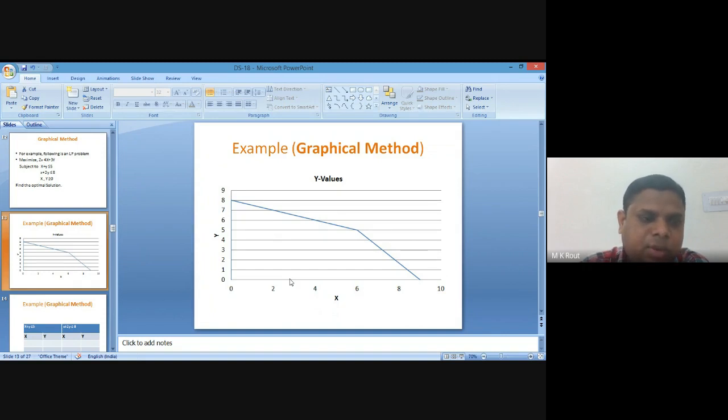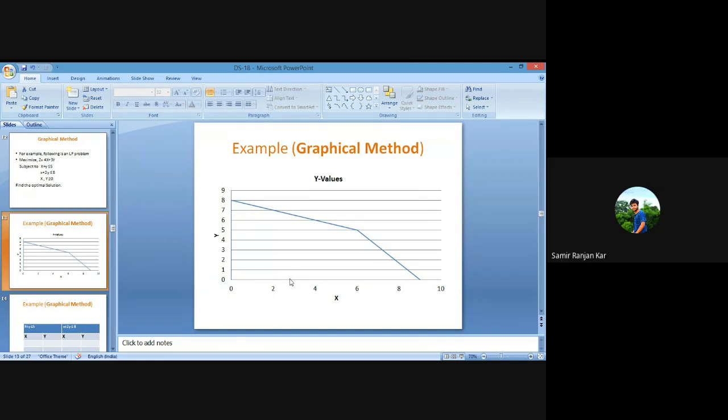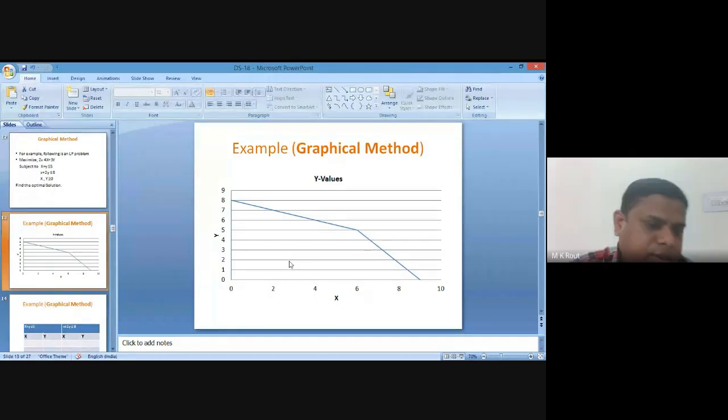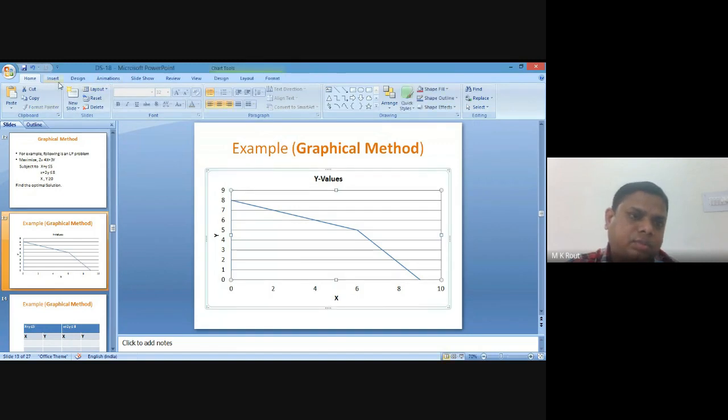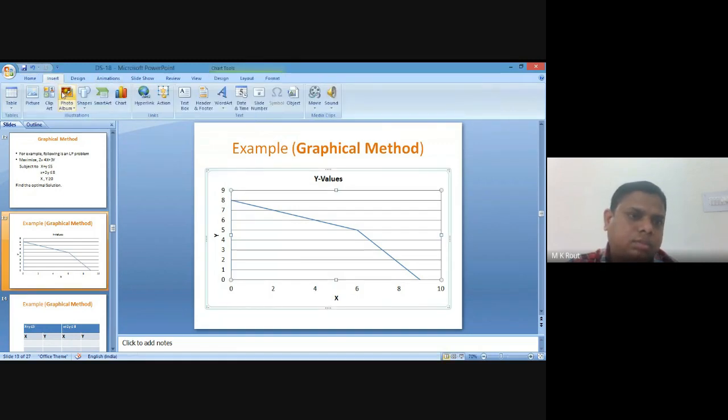Anyone? The first constraint, x plus y. If x is 0, what is the value of y? 5. Less than or equal to 5? No, in that case it cannot be considered less than or equal. Suppose the equation is x plus y equals 5. If x is 0, then y is equal to 5. Yes, sir. So let's draw the graph. Just a minute.